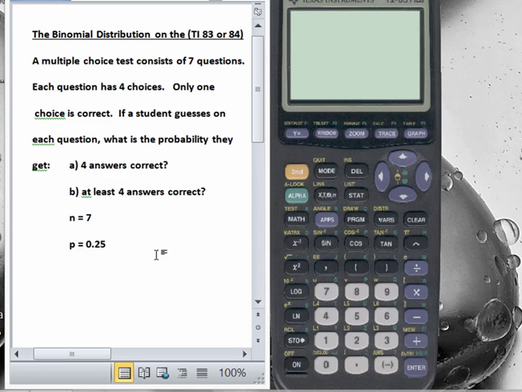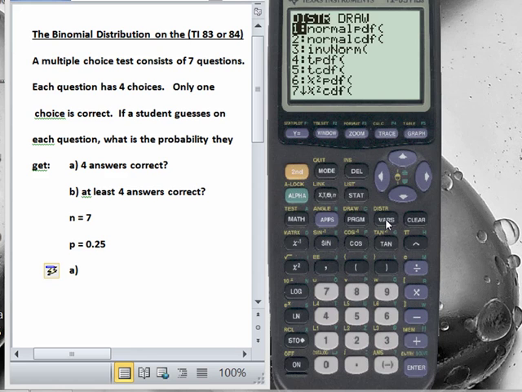So how to do this on the calculator? For part A, what do we do for part A? Well, on the calculator, we turn it on and we go 2nd, DISTR, which is 2nd VARS, which is distribution. We scroll down to binomPDF. And binomPDF is the probability at a certain value of x. So we want to know the probability of getting 4 questions correct.